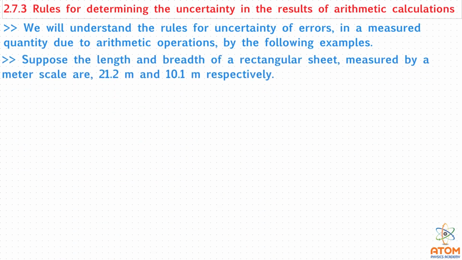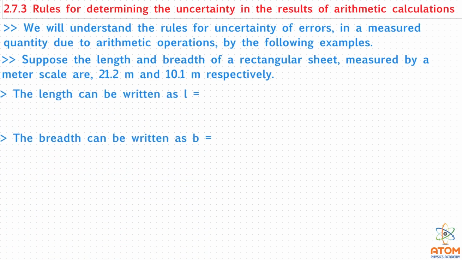Suppose the length and the breadth of a rectangular sheet measured by a meter scale are 21.2 meter and 10.1 meter respectively. Here you should note that it is measured by a meter scale. Now the length and the breadth in this case can be written something like this. Length can be written as L is equal to 21.2 meter plus or minus 0.1 meter.